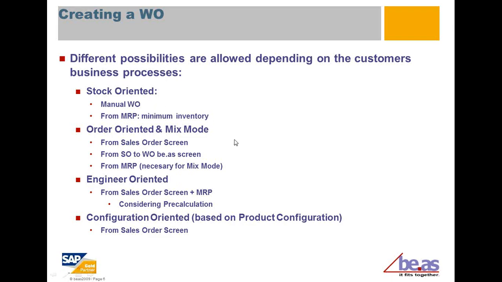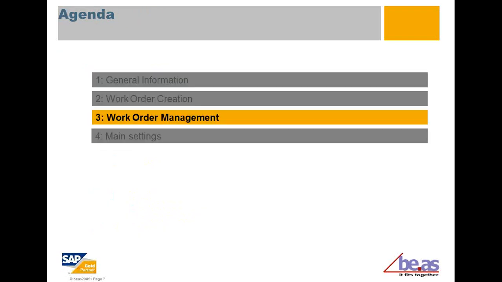We created work orders from MRP. We created work orders from the sales orders, directly from the sales order, or using the other form from Beas, or from MRP, of course. Okay, for the sub-assembly, for example, of the item. In engineer to order, we created a work order considering the pre-calculation, and in configuration oriented, we created it using the product configurator, but also from the sales order screen.